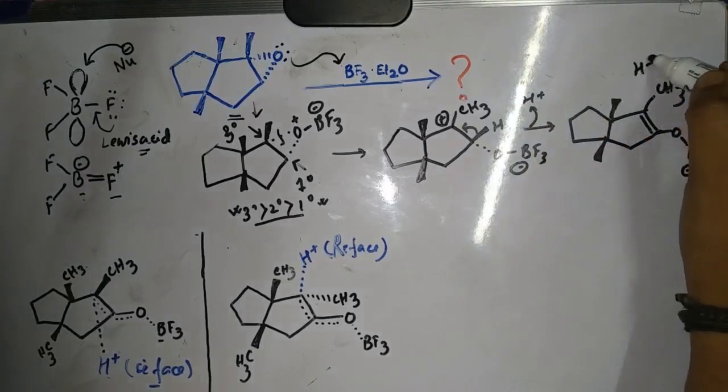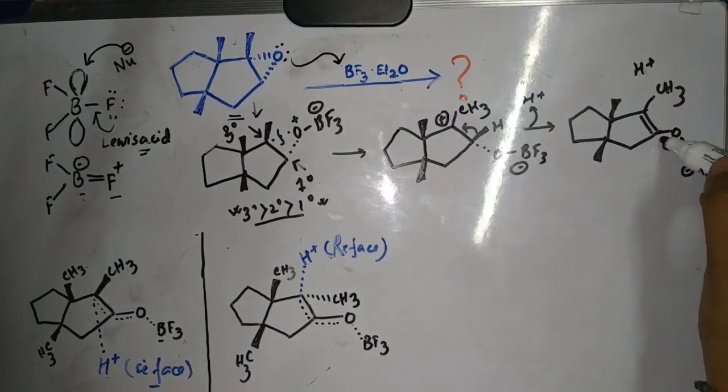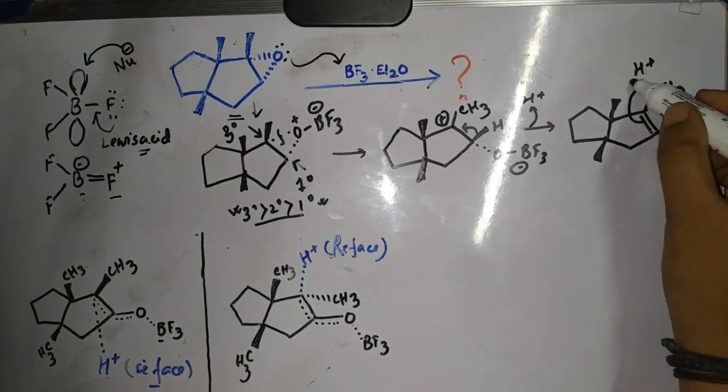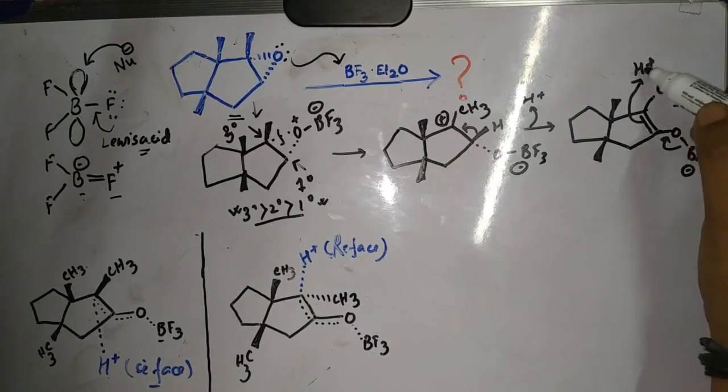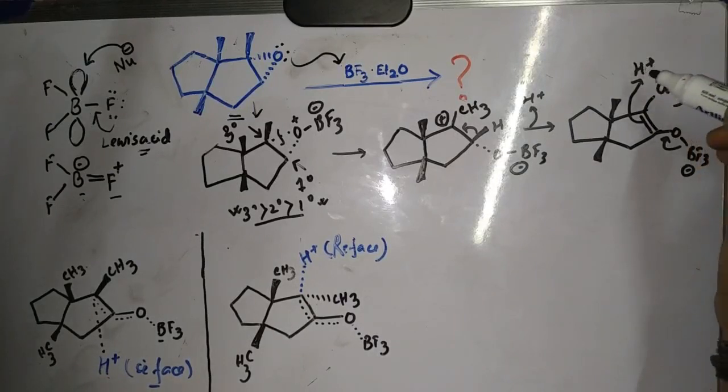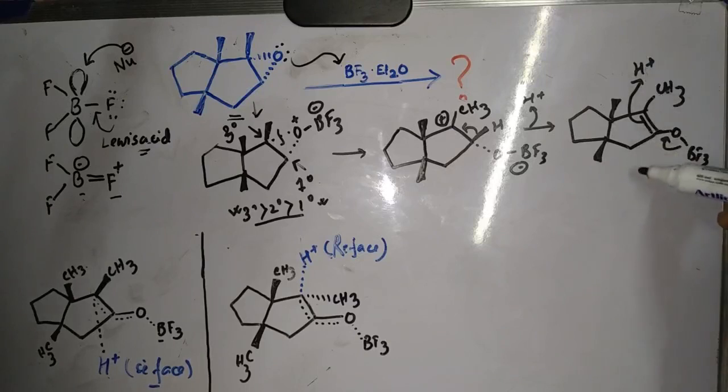So this H plus will be there and this bond will come and this double bond will break and it will take the proton. Okay, but this can happen in 2 ways. This H plus can be abstracted from above the plane, or this H plus can be abstracted from below the plane, and these 2 approaches will lead to different enantiomers.